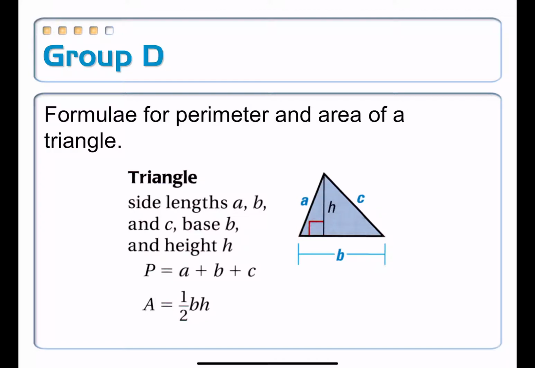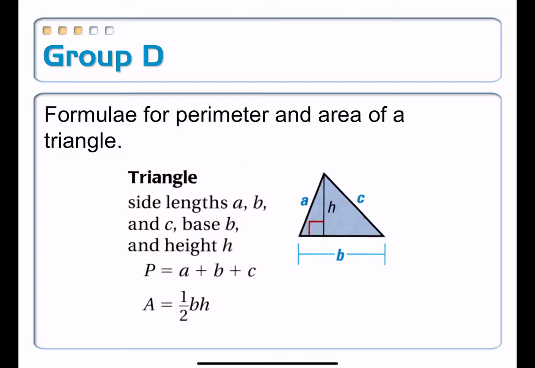Okay. So we have a triangle with side lengths A, B, and C, base B, and a height H. Nice. So the perimeter formula is just simply my A side plus my B side plus my C side, right? There's nothing spectacular or special about that. I just add up the three sides.